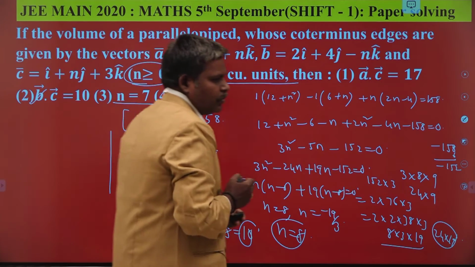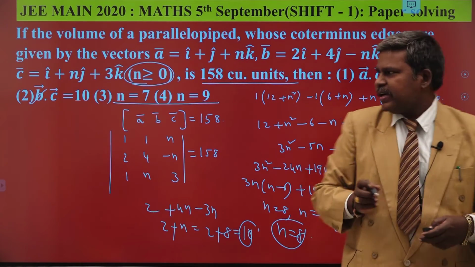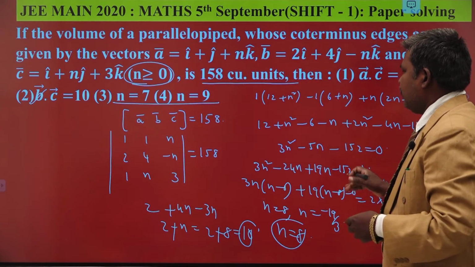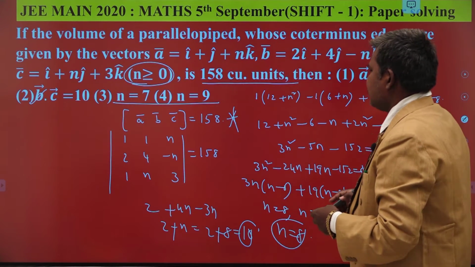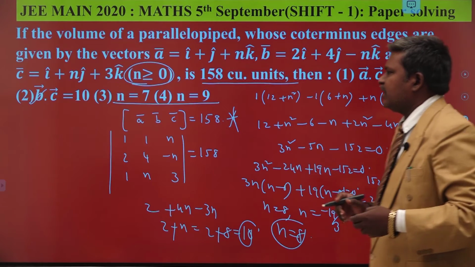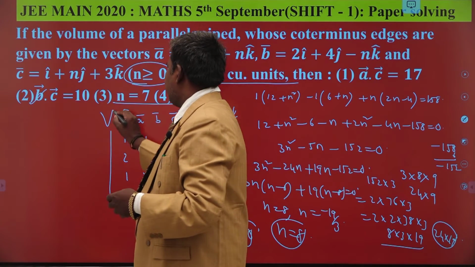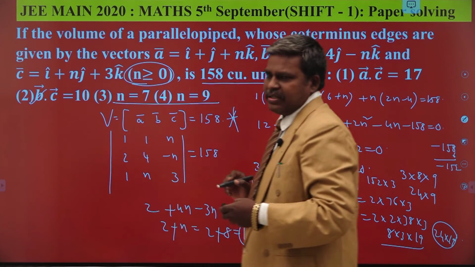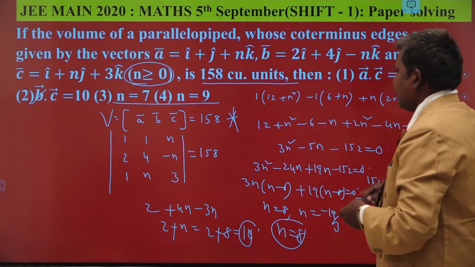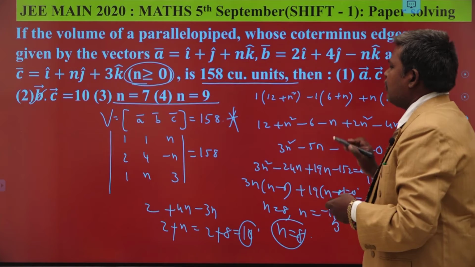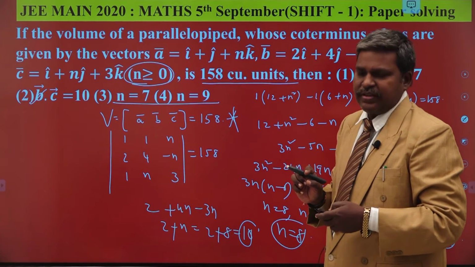Okay. In this manner, find out the value. So the one and only formula I have to apply here is box ABC is equal to 158. The volume of the parallelepiped V is equal to box ABC. For a tetrahedron, it is 1 by 6 times box ABC. Here the parallelepiped is given, so box ABC is equal to 158. Okay.